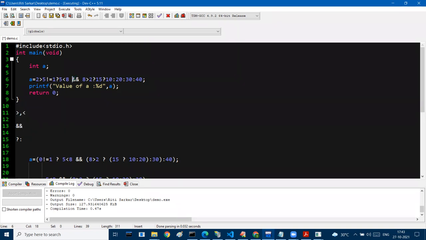So here one thing we should consider before we start evaluating the conditional operator. 5 less than 8, what about this? It is a true value. And 8 greater than 2, what is this? 8 greater than 2 is also a true value. Now here, 8 and 8, two true values. But whether we are going to consider that 8 and 8 or 8 or 8, that is what you have to decide.